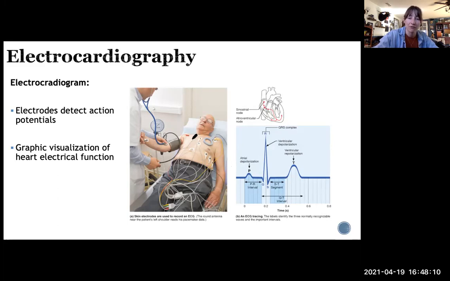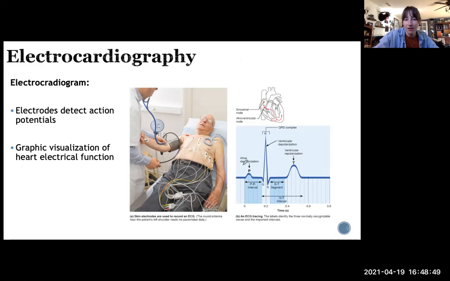So you can actually test from here to over here. You can test from here to here, and you can see what that action potential looks like. You can graph it in the form of an electrocardiogram. So the little chart, the little graph that you get, that's an electrocardiogram. An electrocardiography machine would make you an electrocardiogram. So you're basically getting a picture of the electrical function of the heart.